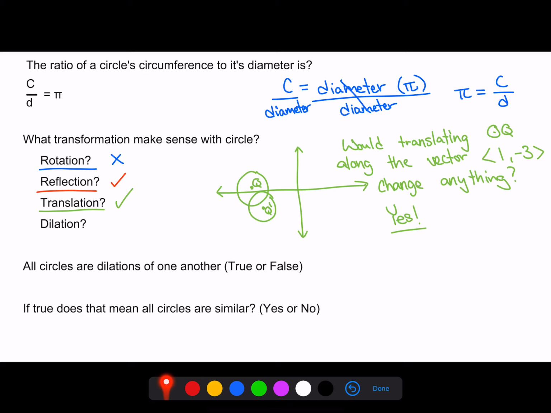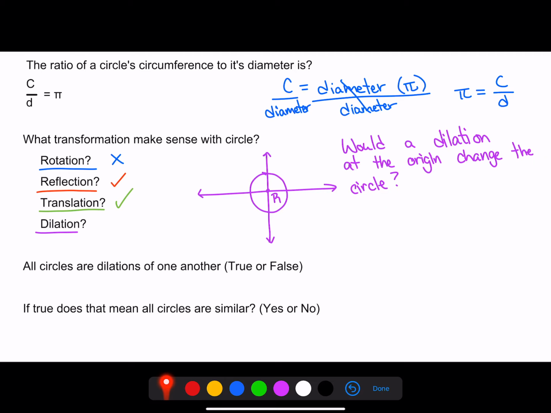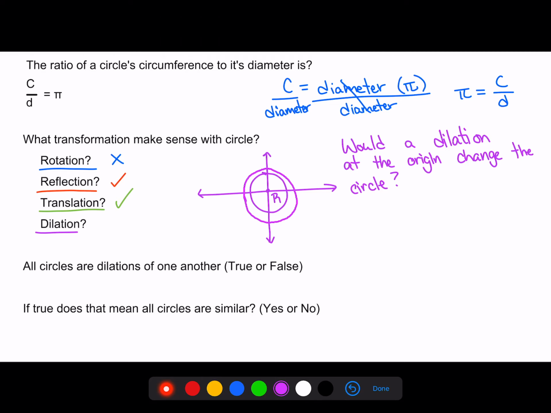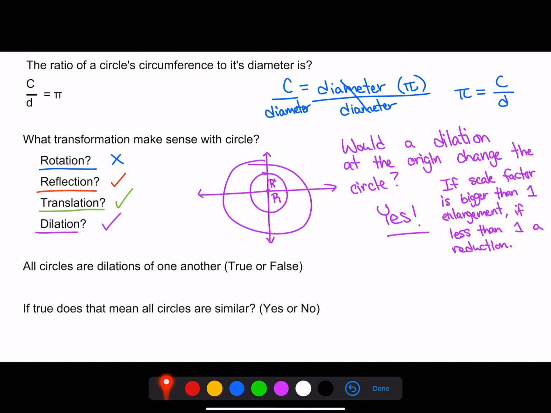And then lastly, dilations. Well, what would happen if I were to dilate a circle? Would a dilation at the origin change the circle R? Well, if we think about this, yes, it would change it. It would either make it larger or smaller based upon our scale factor. So, assume that this is the same circle, only drawn a little bit better. We can see that it would be the same exact circle, except it'd be larger or smaller than the one in the center that we dilated from. So yes, if the scale factor is bigger than 1, enlargement, if less than 1, a reduction.